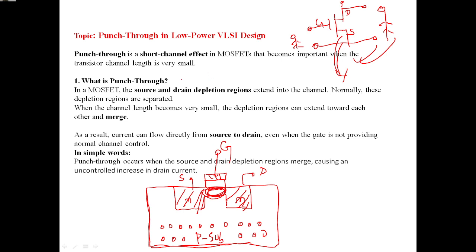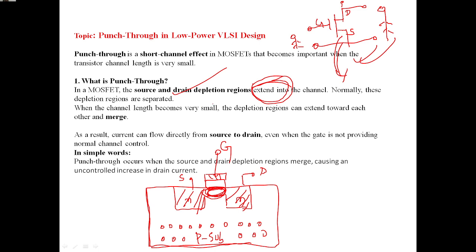Here you can see this. Source and drain depletion regions are extended into the channel. Due to this effect, power dissipation will exist. That is called punch through. Without any extra supply, the drain and source may be merged due to the electric field. Due to that, the power dissipation will exist. That is punch through in low power VLSI.